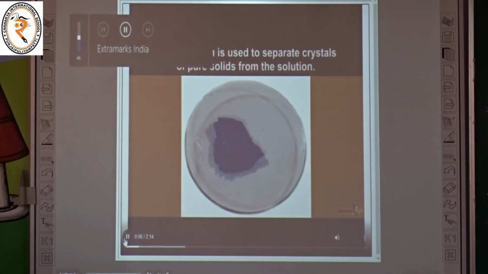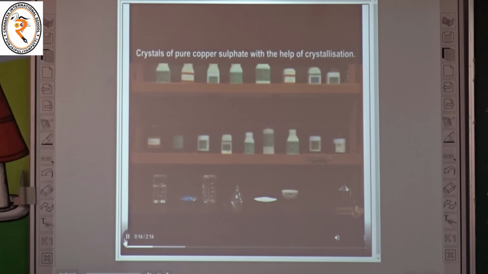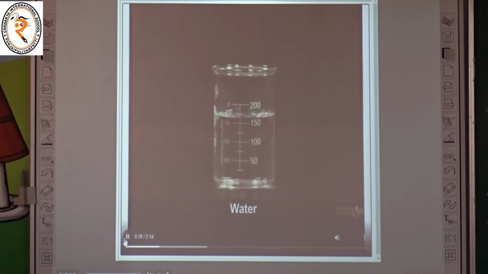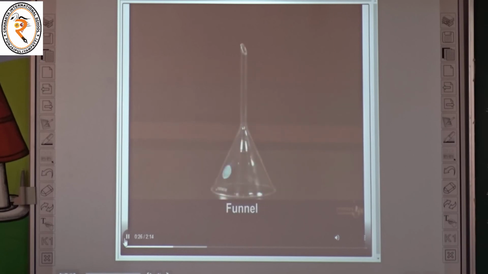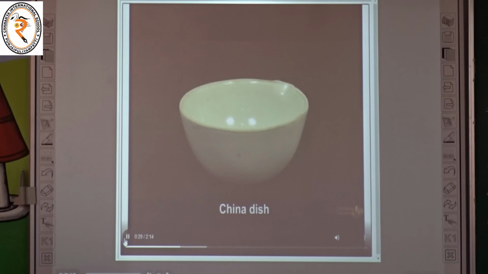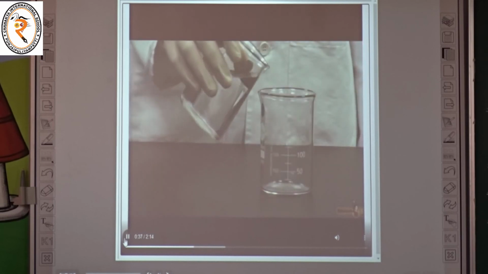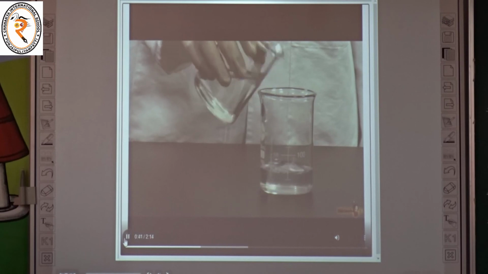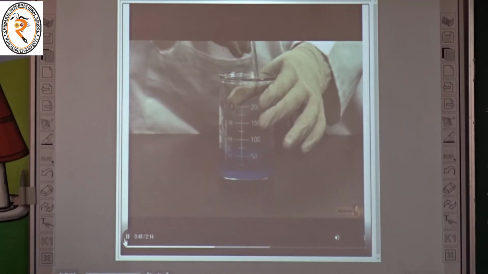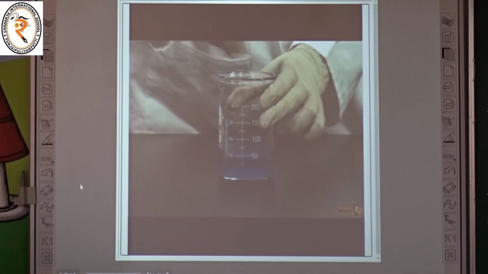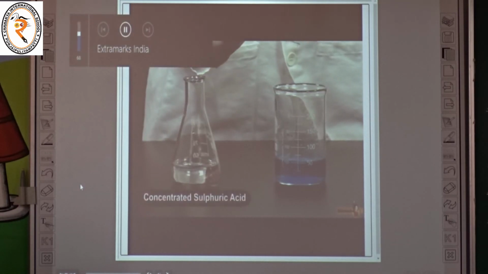Crystallization is used to separate crystals of pure solids from the solution. Let us prepare crystals of pure copper sulfate with the help of crystallization. For this, we need water, copper sulfate, beaker, glass rod, funnel, filter paper, china dish, tripod stand, wire gauze, and spirit lamp. Take approximately 50 ml of water in the beaker. Add a small amount of copper sulfate into it. Stir the contents gently with the help of a glass rod. In order to obtain a clear solution, add 2 to 3 drops of concentrated sulfuric acid in it.